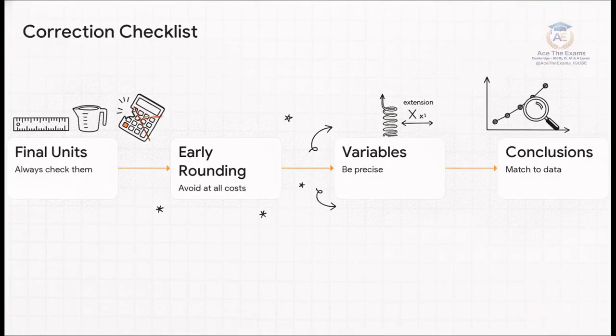To actually secure the highest band, you need to run every single answer through this final examiner-style correction checklist. Number 1, check your final units. 2, avoid early rounding in multi-step calculations. 3, use precise variables. So don't just say length, say extension of the spring. And 4, ensure your conclusions actually match the data provided, anomalies included. If you run every practice paper through these 4 filters, just watch how fast your method marks instantly improve.